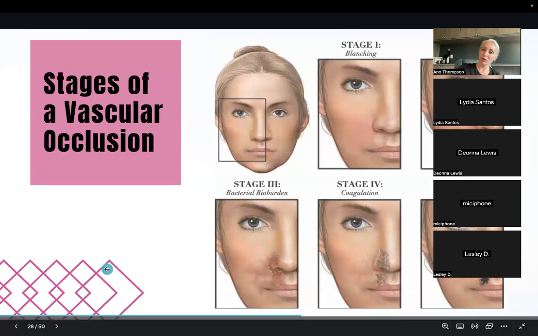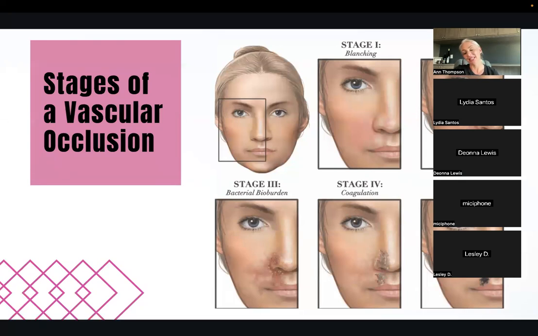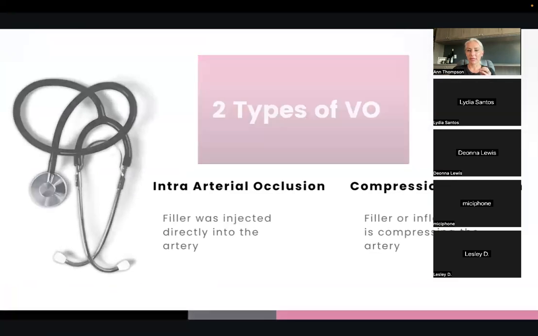Now, you notice on here, bruising and pain is not always one of the symptoms, because if a patient does not have pain, that doesn't mean that it's not a vascular occlusion. So pain is plus or minus, but bruising is not a symptom of a VO. So please know that.